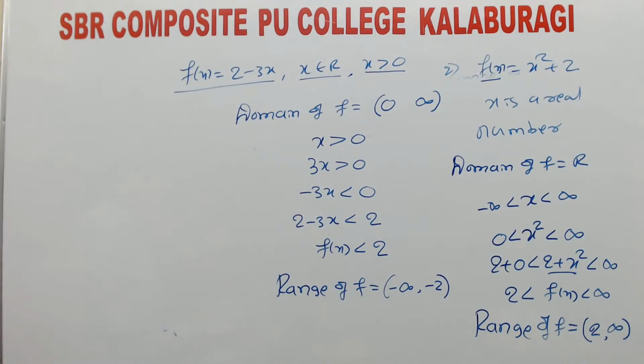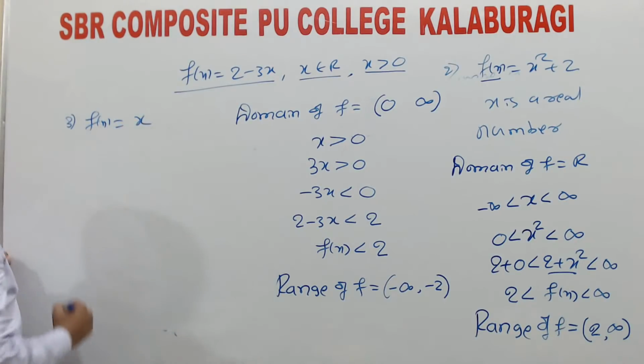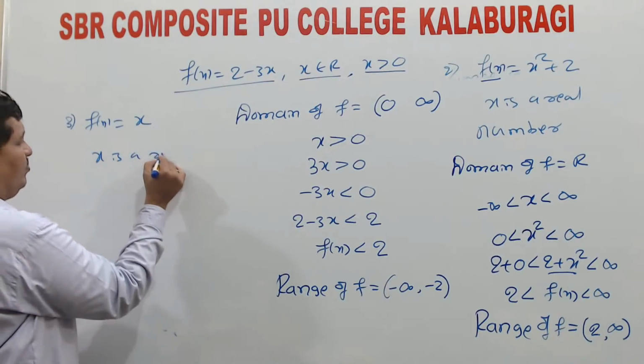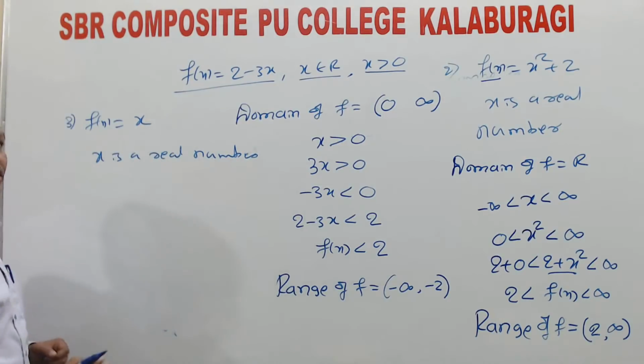F of x equal to x. Third question. F of x equal to x. Okay, x is a real number. It is nothing but f of x equal to x.